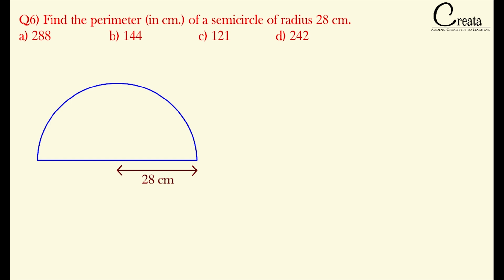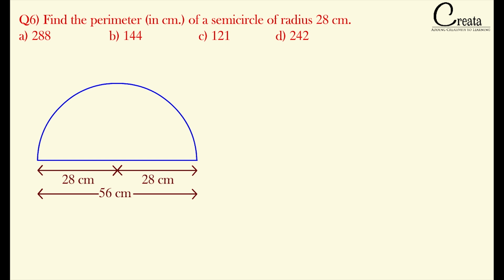And we know what is perimeter. Perimeter is the length of the boundary of the figure. Here the figure is this semicircle. So we have to calculate the length of this boundary of this semicircle. The radius of this semicircle is given as 28 cm. Means this distance will be 28 plus 28, that is 56 cm. We got one part of the length of the boundary. Let's calculate the other remaining part.